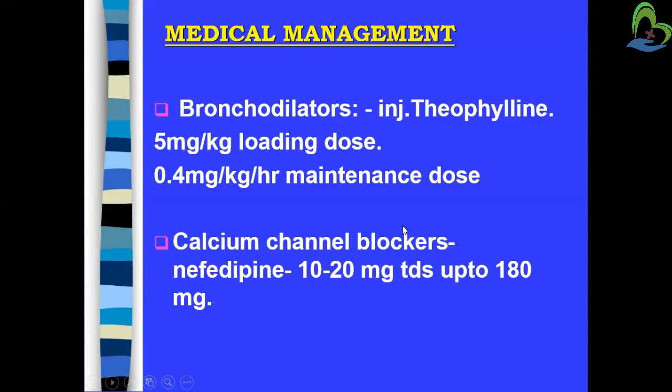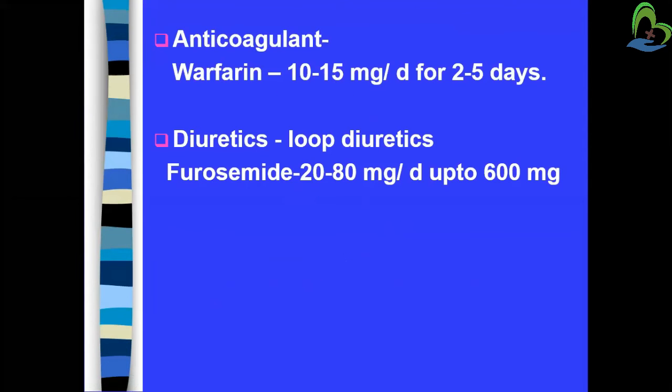Other things included in the medical management are bronchodilators, and injection theophylline can be given. Calcium channel blockers, for example nifedipine, 10 to 20 mg TDS, we can give. Anticoagulants, if any kind of embolism or clot formation is there, warfarin can be given, 10 to 15 mg. So this can be the ultimate goal to treat pulmonary embolism. Diuretics, in that, loop diuretics, you will give furosemide.